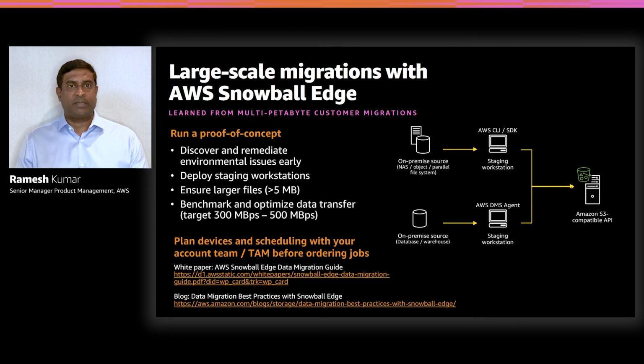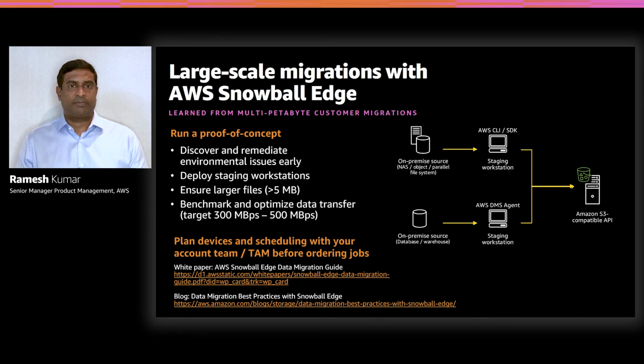The proof of concept will help you implement best practices, such as batching of small files to make it easier, faster, and more efficient to copy data onto the Snowball Edge devices. You can also assess or understand the ability of your local network to simultaneously copy data onto multiple Snowball Edge devices.